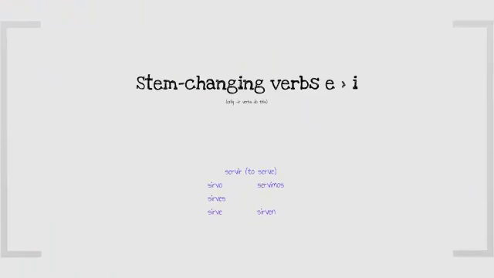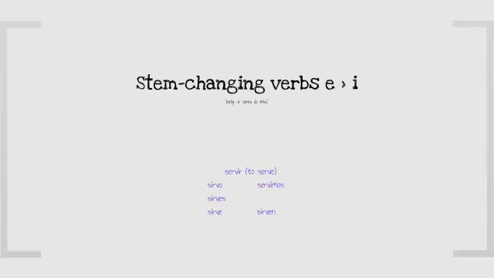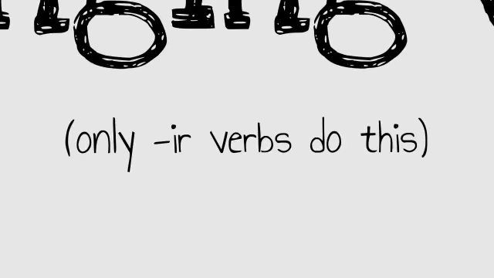And those are verbs that stem change from E to an I. Now then, there are only a handful of verbs that do this. There's far fewer verbs. And in fact, only IR verbs do this. You won't see AR verbs that stem change from E to I. You won't see ER verbs that stem change from E to I. Only IR verbs will do this.